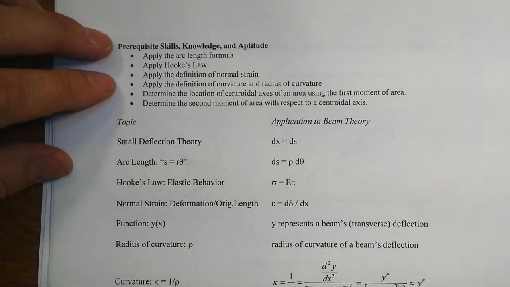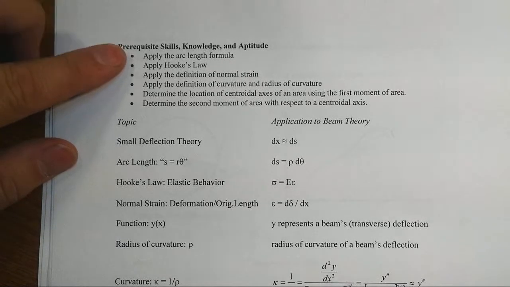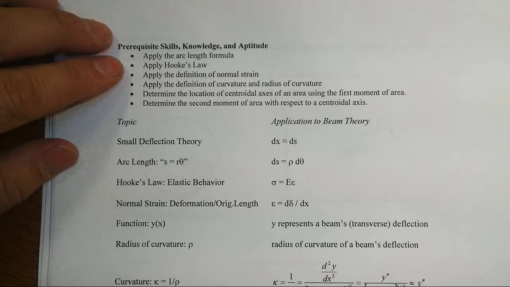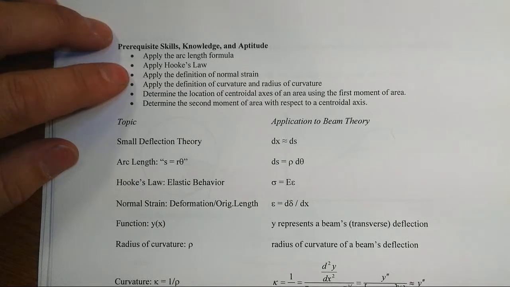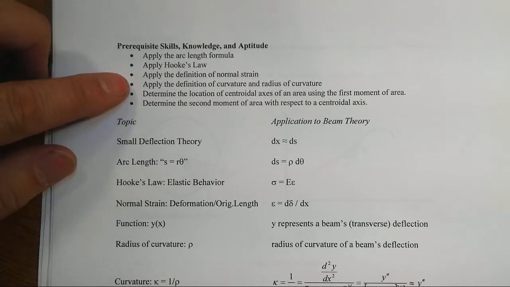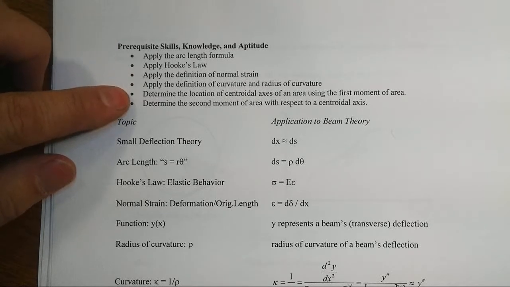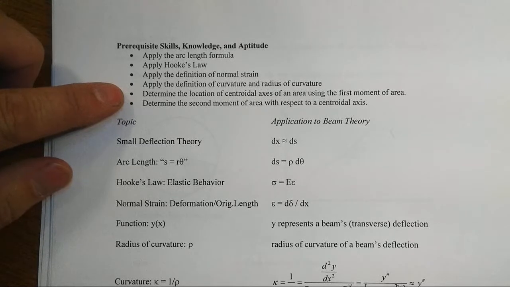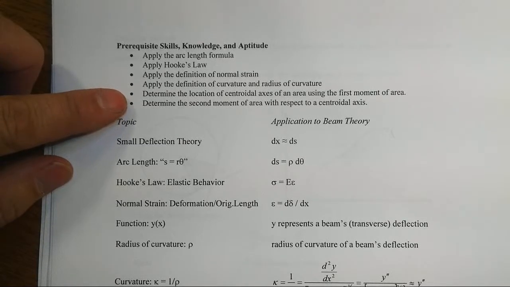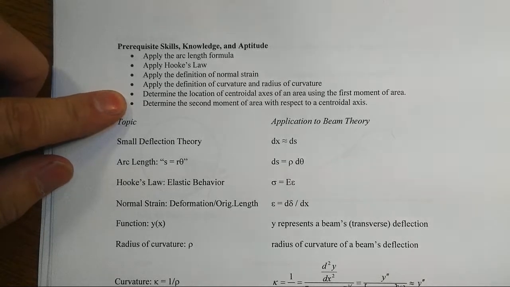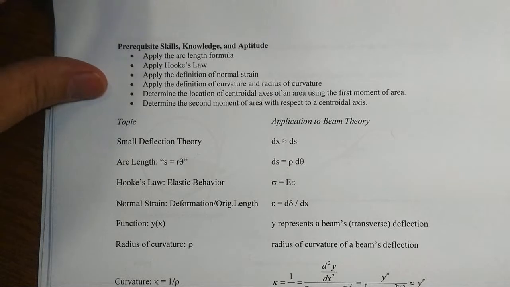Right, so prerequisite to understanding all this stuff, note here we got a whole laundry list of things, some of which are from just basic math skills, such as the arc length formula, and then a whole bunch of stuff associated here with this course content: Hooke's law, definition of normal strain. We need calculus and the definition of curvature and radius of curvature, and then depending on your view of the last 2, centroids of areas and second moments of area, either that's calculus or it is statics. Just all depends on how you would like to classify that.